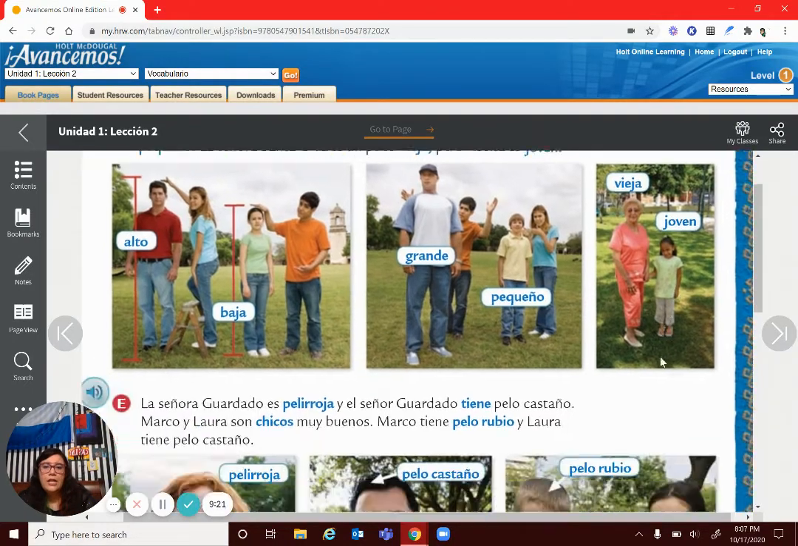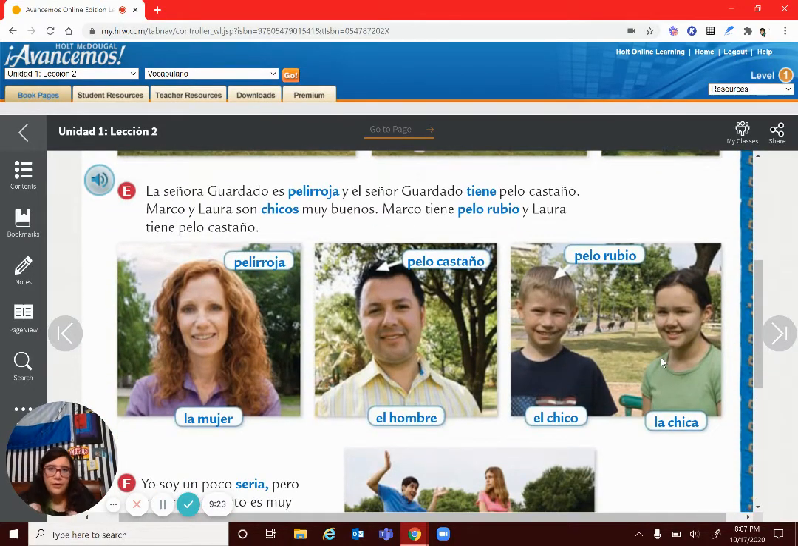Okay, next section. We're going to be talking about hair or hair color. La señora Guardado, the mom in this family, es pelirroja. She is a redhead. She has red hair. They call her a redhead. Like that is her category. El señor Guardado, the dad, has pelo castaño. The dad has brunette or dark hair. And you can see in the picture.